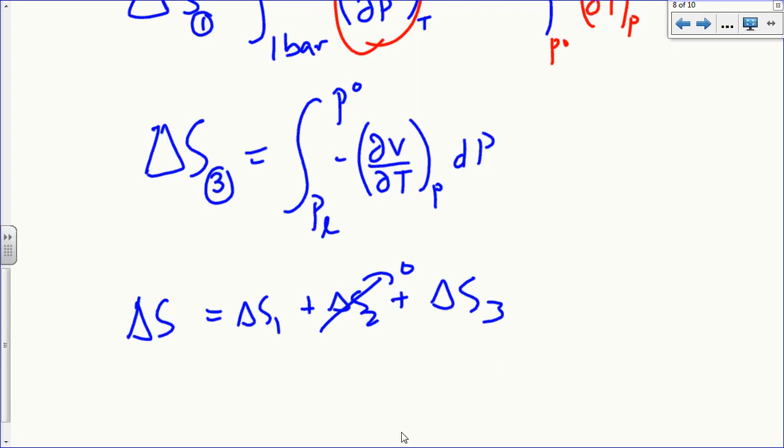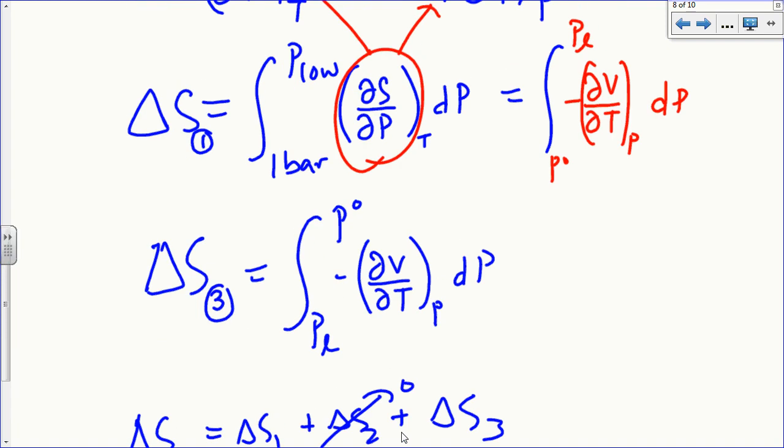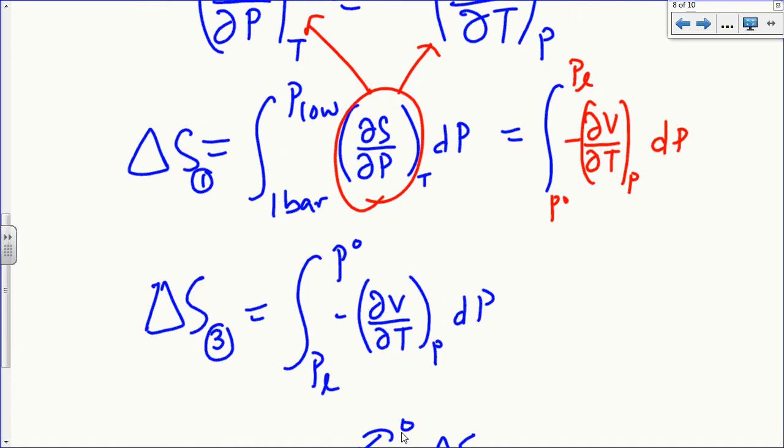So I combine the integrals. How can I combine these two integrals? They both have dP. Can I just put them together? I have to switch limits for one of them, right? So which one do you want to switch? Let's switch the first one.